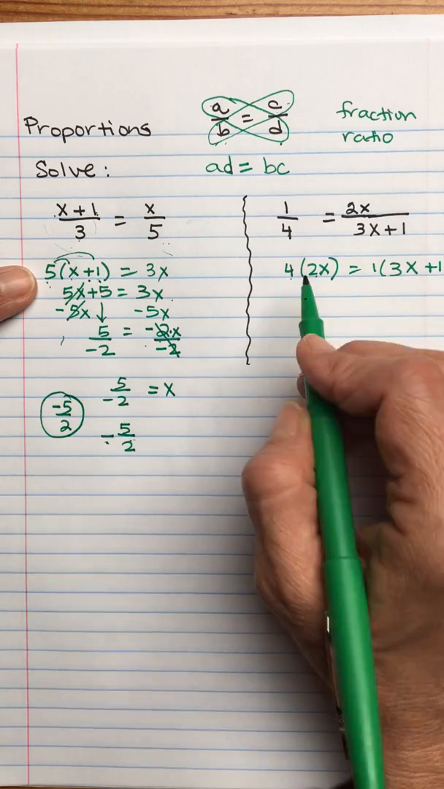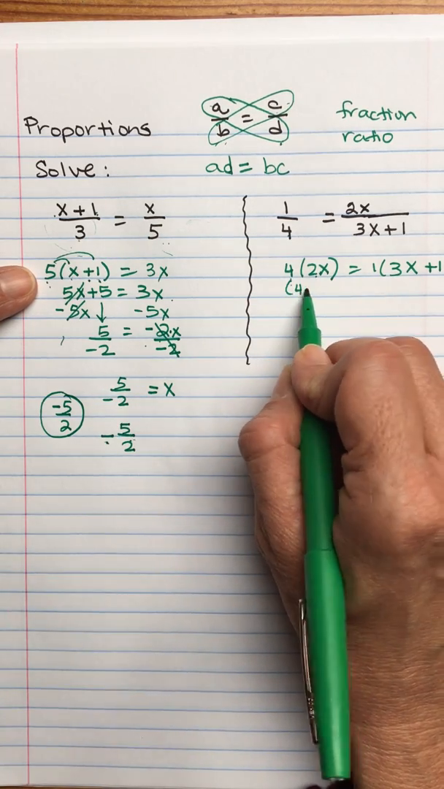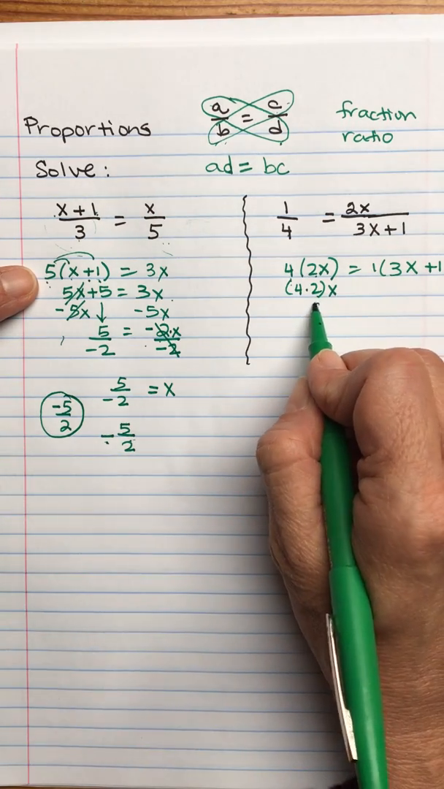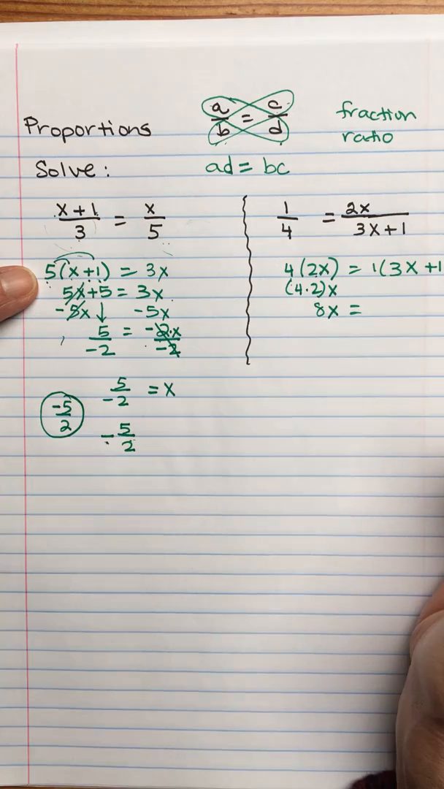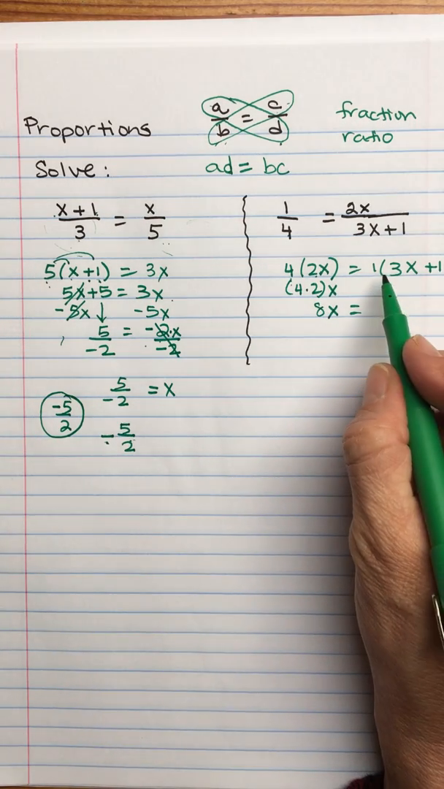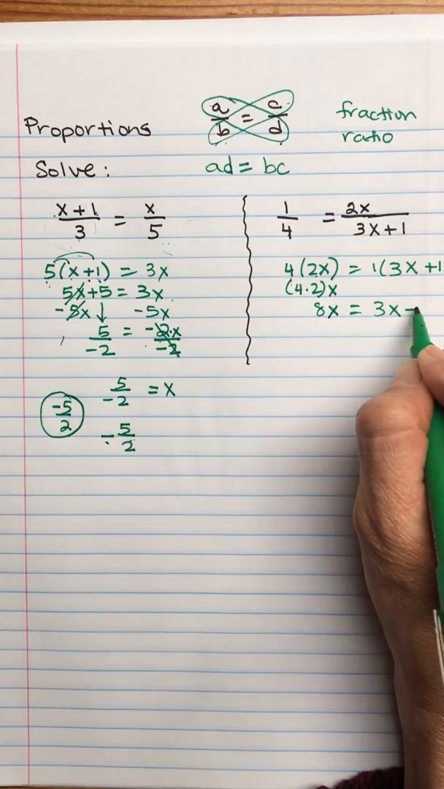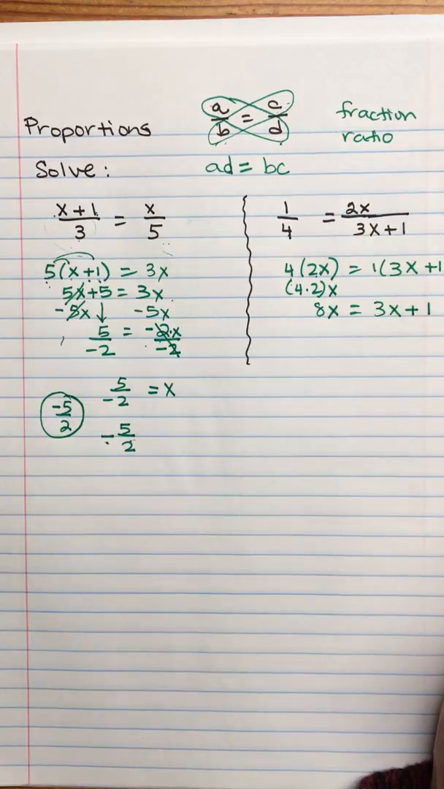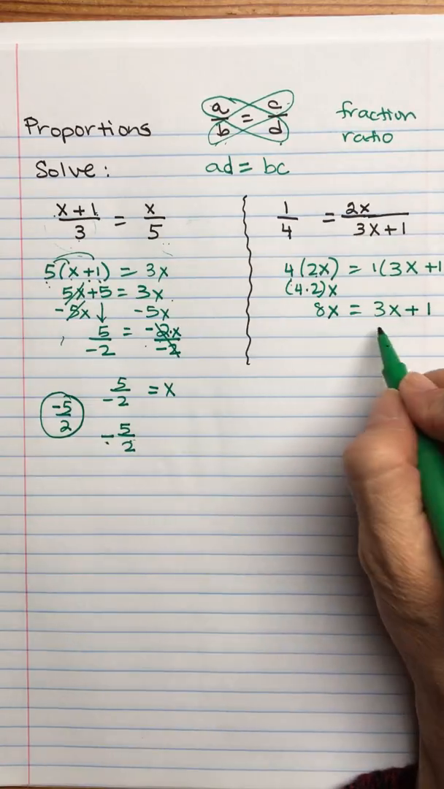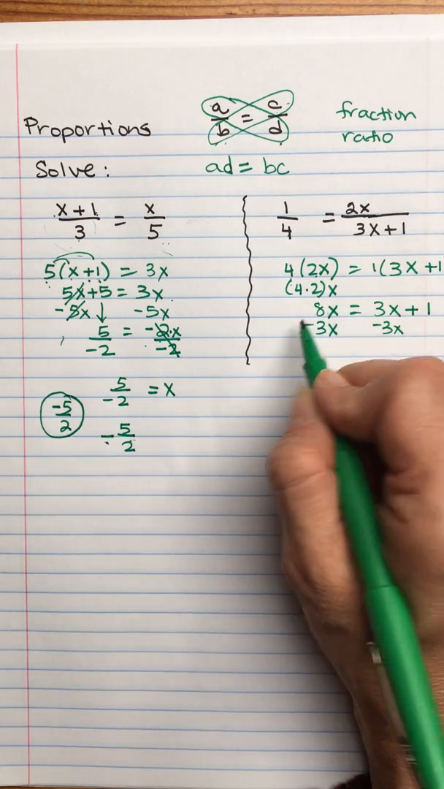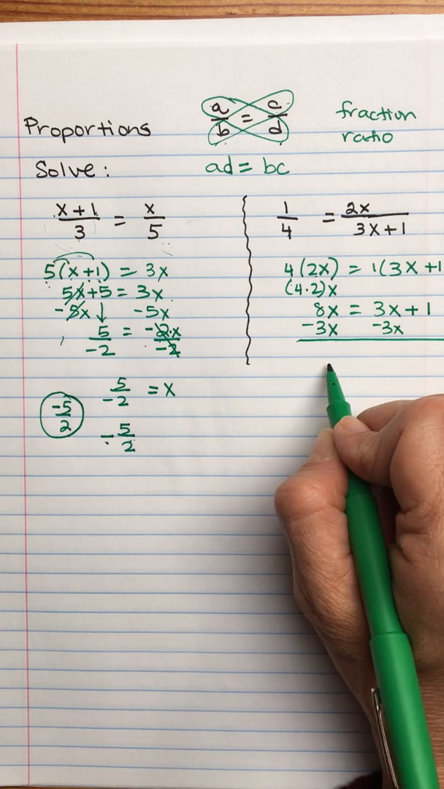You just multiply. So 4 times 2, doing a little associative law of multiplication there. So 8x is what we get on the left. And then on the right, 1 times anything doesn't change it, so I can just drop those parentheses. And now solving for x. So grab all your x terms together on one side. We'll do that by subtracting 3x from both sides.